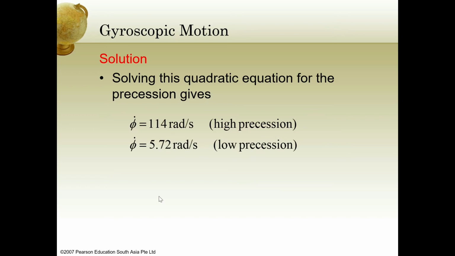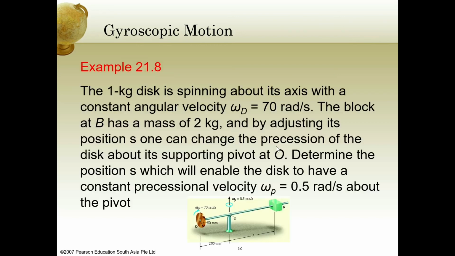So actually we can have two answers for any case. Two answers is possible, so you can give two answers. We can define the answer: the bigger one is for high precision, okay, and the lower one is for low precision. Okay, hopefully you understand how to solve this problem. Now we go to the next example.